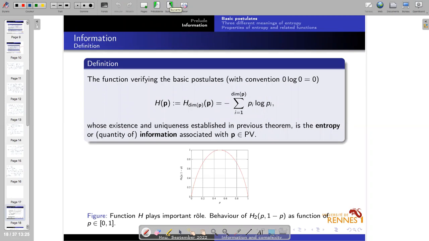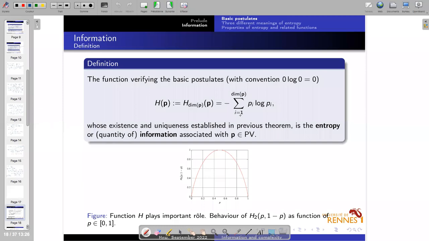I now introduce a basic convention that zero logarithm zero is equal to zero, because logarithm of zero is minus infinity. So you have to define what is zero log zero. So I suppose that the convention is that zero log zero will always be zero. In that case, I have not to deal with strict positivity of the vector. It can be even zero for some places. And so the function H of P that is defined in that way, where the sum extends from one to the dimension of P, that means the cardinality of the set X, whose existence and uniqueness is established in the previous theorem, is the entropy or the quantity of information associated with the probability vector P.